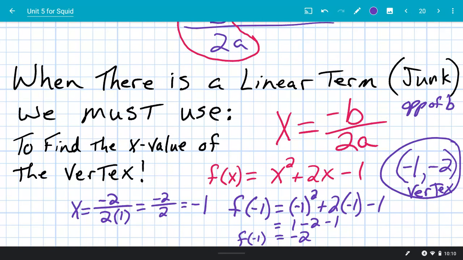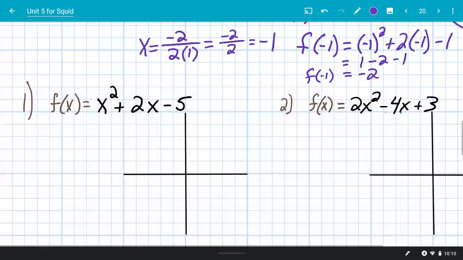I have to do all of that work just to find my vertex anytime there's a linear term. Can you handle that? Yeah, I can tell. I don't like it, but you can handle it. Let's try it. We'll go slow to start, but we'll get there. All right, let's do this first one.